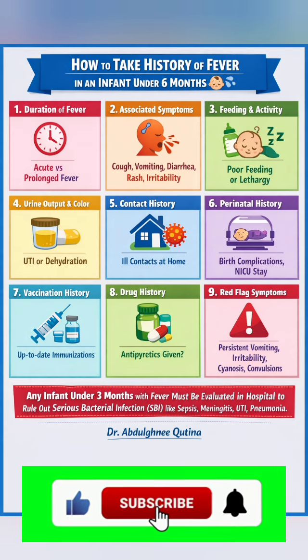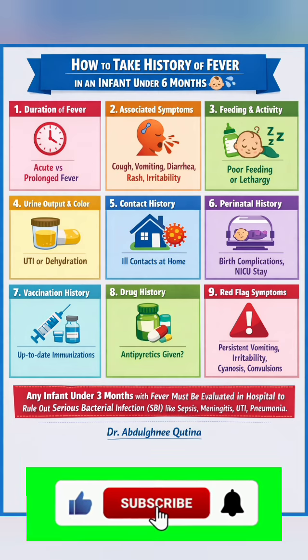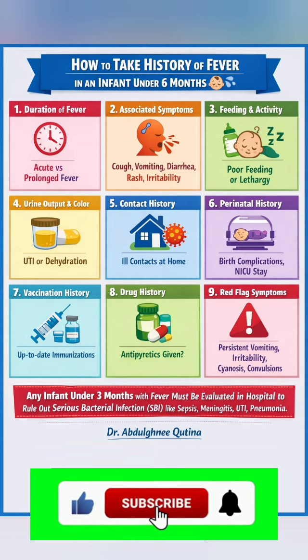Fifth, contact history. Determine whether there has been contact with sick family members or close contacts, as this may suggest a contagious source. Sixth, perinatal history. Review the birth history, including mode of delivery, any postnatal complications, and whether the infant required neonatal intensive care. These factors can significantly affect immune status.